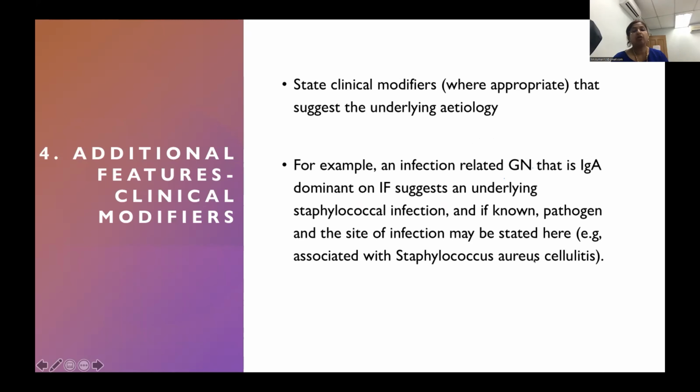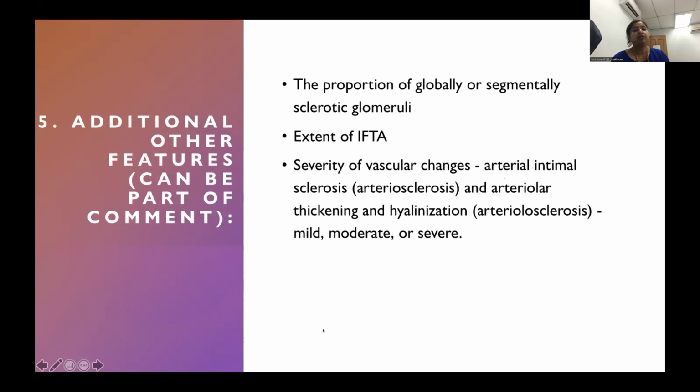Then you can put in all this. This is called a clinical modifier. For example, ANCA-associated glomerulonephritis. You know ANCA because the ANCA results are out and the clinician has already identified the ANCA. Otherwise, it will come out as pauci-immune necrotizing glomerulonephritis. When you know it's ANCA-associated, you can straight away put it in. Do not have to beat around the bush.